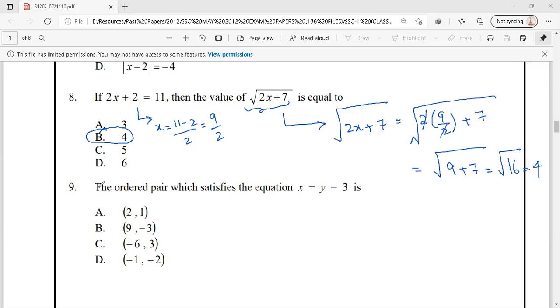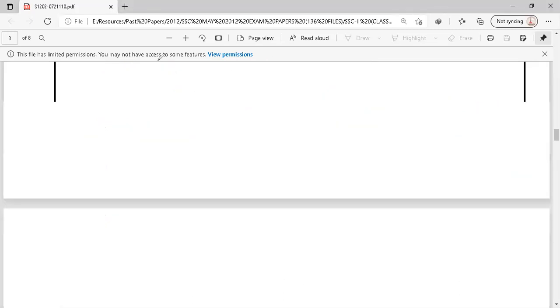Then the ordered pair which satisfies the equation x + y = 3. So let's put one by one. These are the values of x and these are the values of y. The first option, if we put the value of x as 2 and y as 1, it will satisfy the equation, 3 equals 3. So this is the correct answer. If we put the values in options B, C, and D, in which values of x and y are given, it won't satisfy the given equation. So option A is our right answer, and let's come to our question number 10.